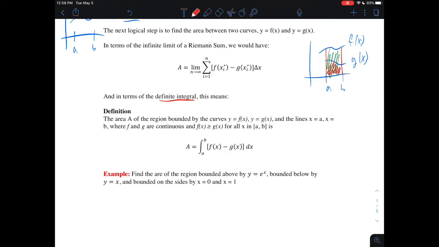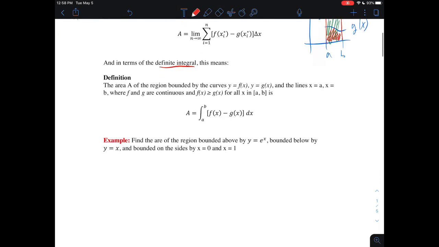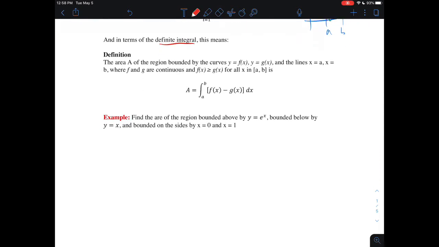Now we're just going to look at some examples. So first, find the area of the region bounded above by the function y equal e to the x, bounded below by the function y equal x, and bounded on the sides by x equals 0 and x equal 1.